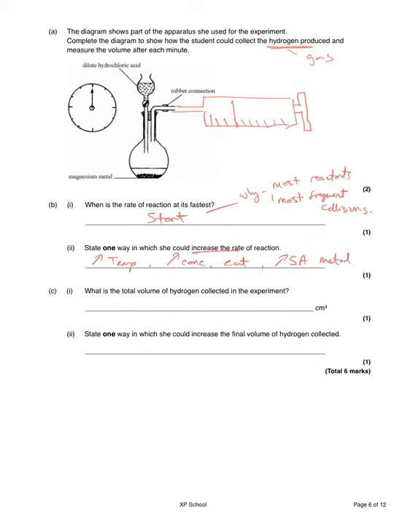What is the total volume of hydrogen collected in the experiment? So looking back at the previous page, looking at the graph, you will see it's 48. And state one way in which you could increase the final volume of hydrogen collected, well, you would need more magnesium. And more magnesium won't make it faster, it will just give you more at the end.